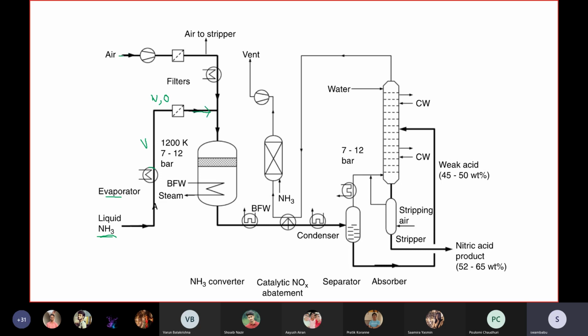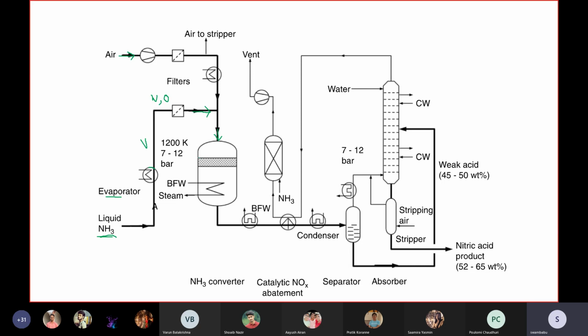Similarly, we have air. The air is compressed or pumped through this one, then again heated to the required temperature because this reaction favors high temperature. The ammonia is coming at high temperature, so the air also must be at high temperature, and both enter the ammonia oxidation reactor.